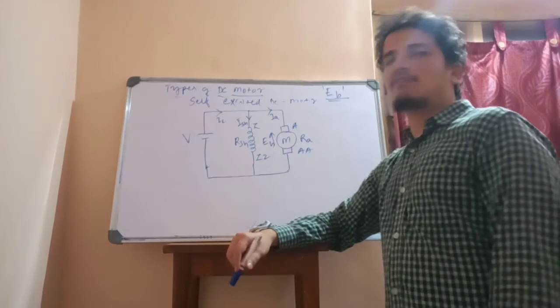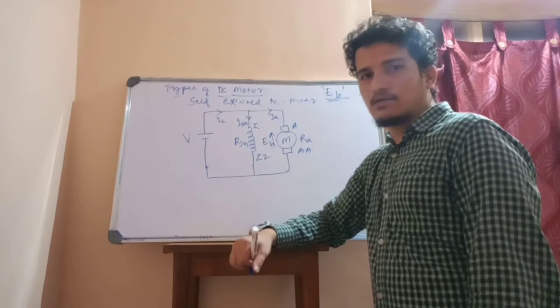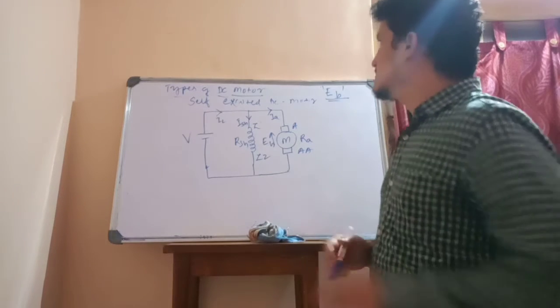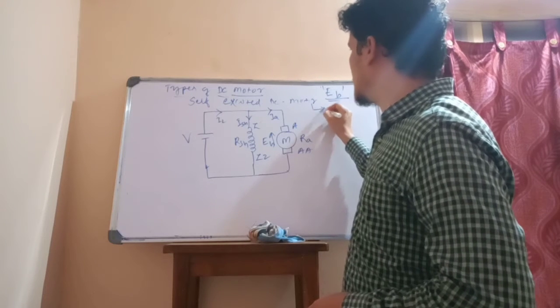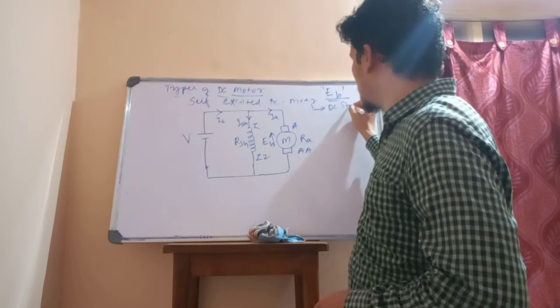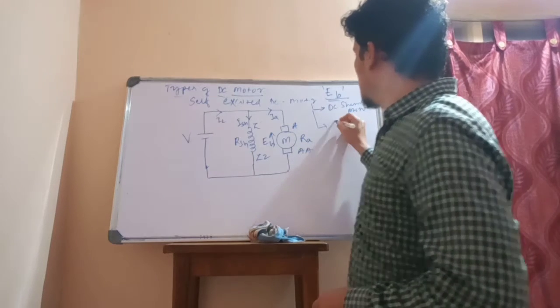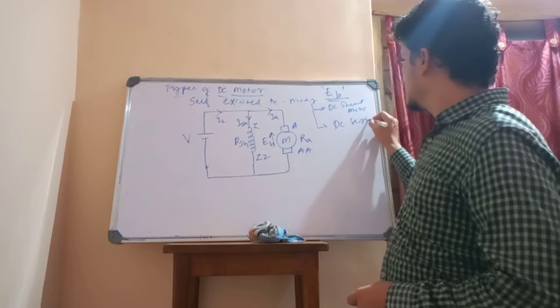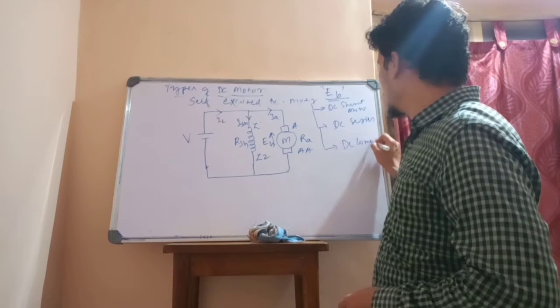So it is called a self-excited DC motor. In particular, we have another three types in this self-excited: one is the DC shunt motor, DC series motor, and the last one is the DC compound motor.